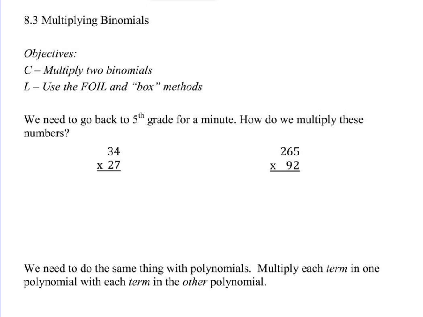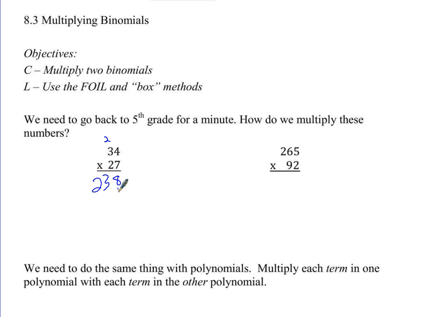How do we multiply 34 times 27? Okay, so you multiply 7 times 4. What is 7 times 4? Okay, so I write down the 8, and I carry the 2. And then I go, 7 times 3 is, and then add the 2 and I get 23. So I write down 238. I'm not done though.